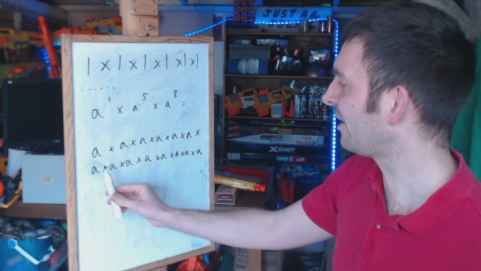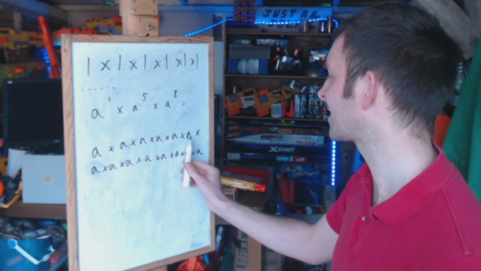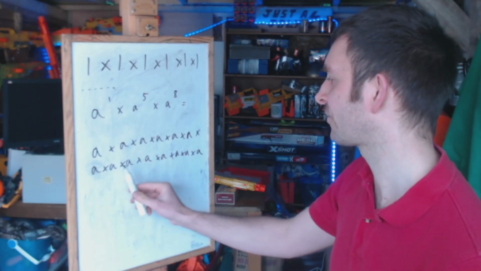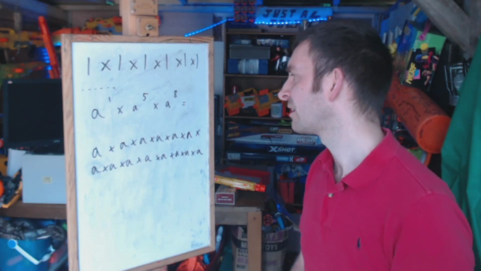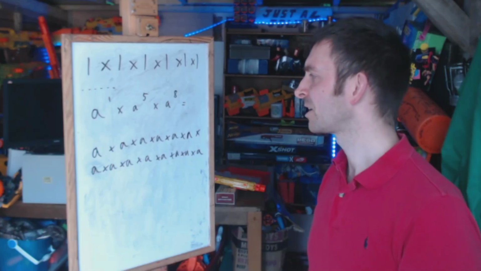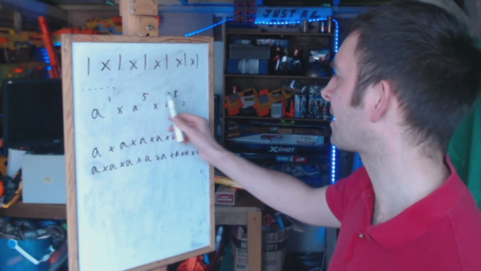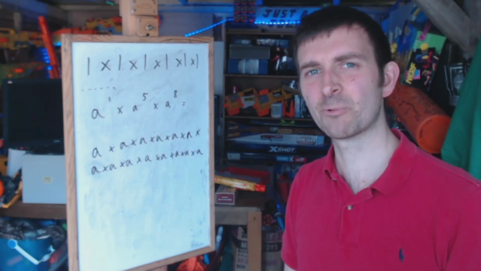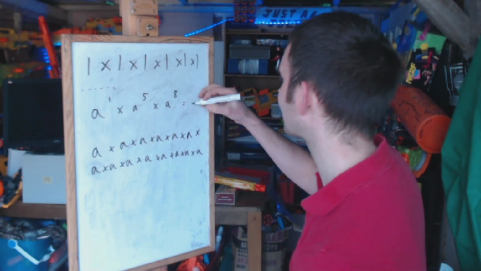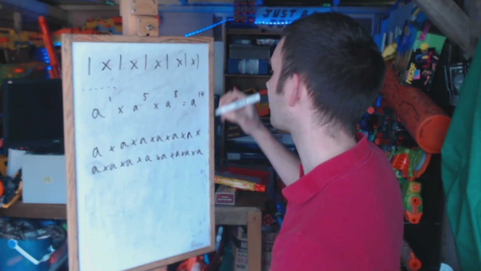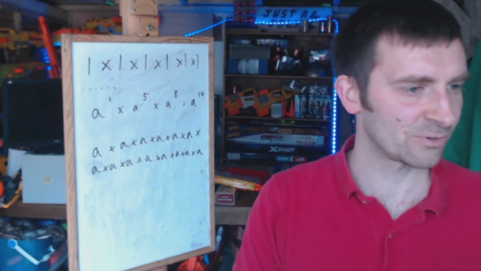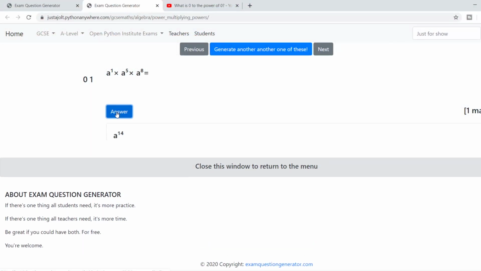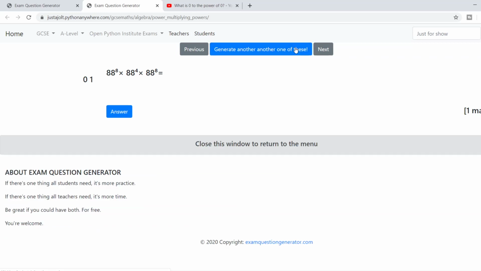And if we count now, 1, 2, 3, 4, 5, 6, 7, 8, 9, 10, 11, 12, 13, 14. If we were to count up to 14 here, you'll notice that this also adds up to 14. And so a shortcut we can take, rather than doing all of this, we could just write a to the power of 14, and that would be the correct answer. So let's take a look. A to the power of 14.